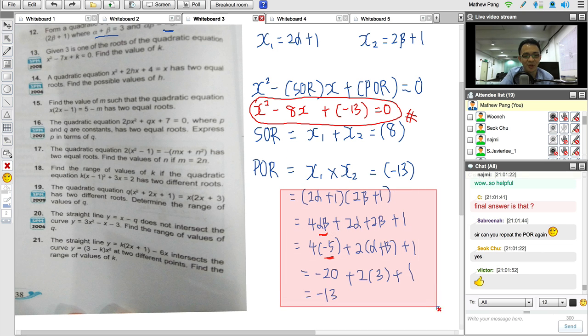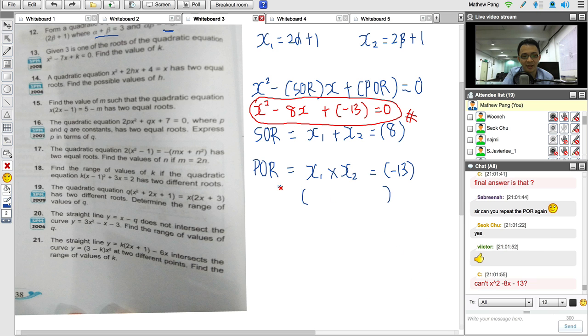Okay, let me erase this one. So after I erase this one, my final answer actually is x squared minus 8x minus 13 equals 0. Is this a quadratic equation? Yes, this is a quadratic equation. Can it be x squared minus 8x minus 13? Yes, you can. I reply for C. Alright, can you understand? It's not really hard.